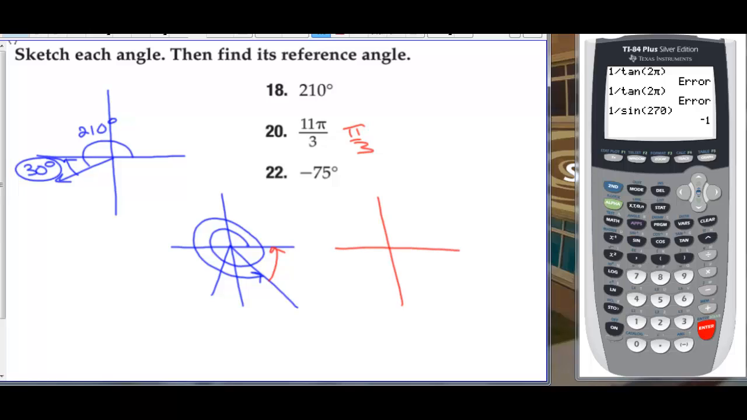But negative 75 degrees, you go backwards. So roughly, I don't know, about right there, don't you think? About right there. That's close. There's negative 75 degrees, and its reference angle is 75 degrees. You'd have to go back 75 degrees to get to the closest x-axis. It's always reported as a positive value. Any questions?